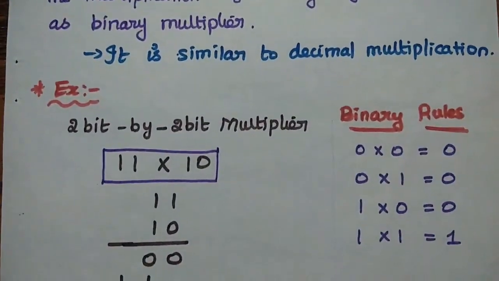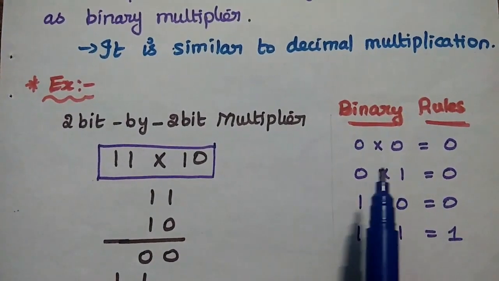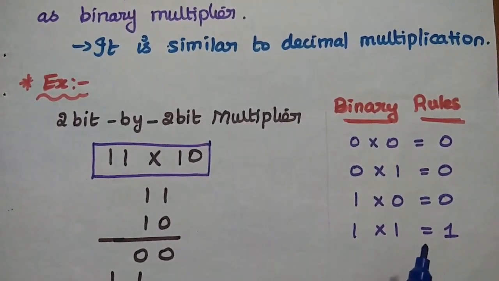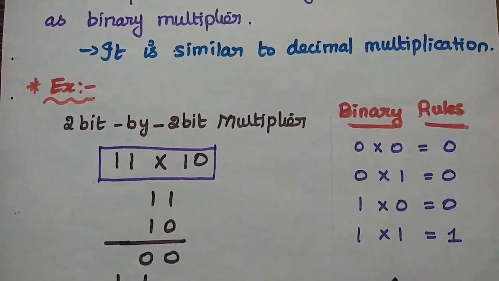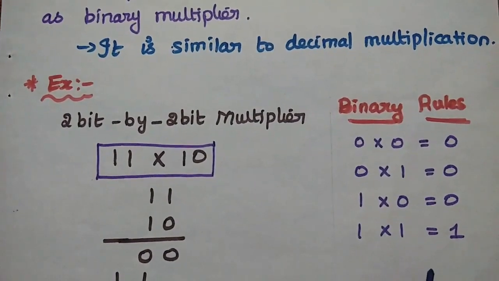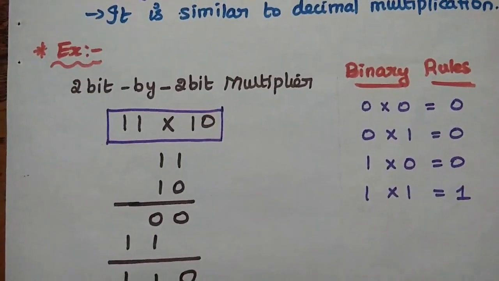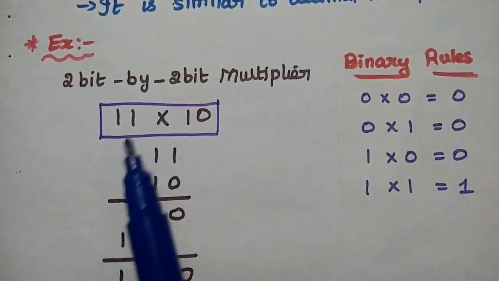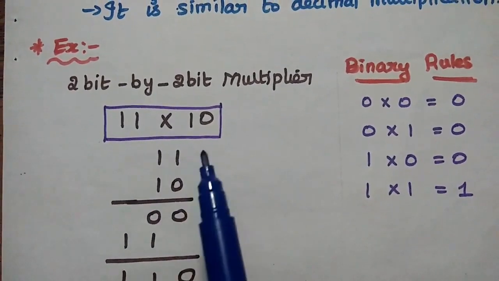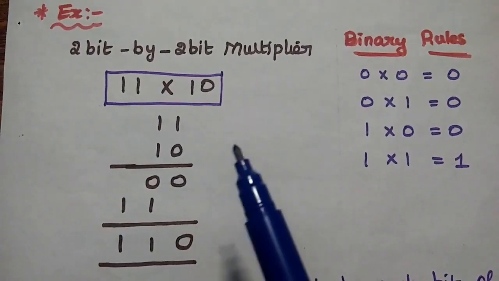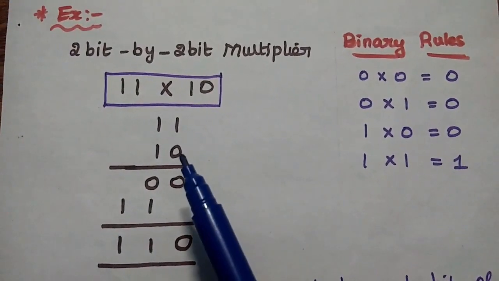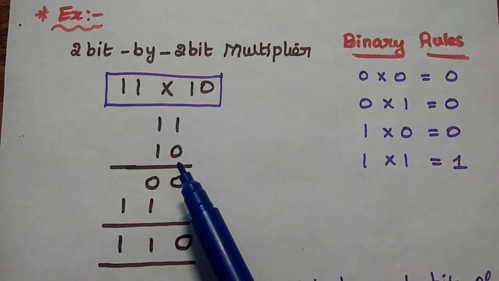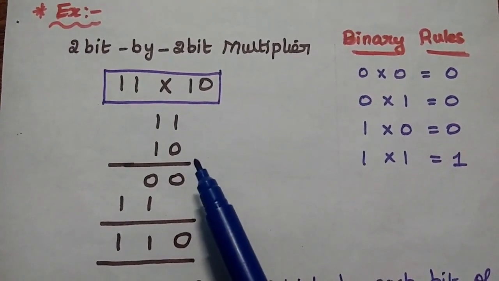The binary rules for multiplication are 0×0 is 0, 0×1 is 0, 1×0 is 0, 1×1 is 1. As we know, anything multiplied with 0 is always 0. Correct? So here we can consider the example of a 2-bit by 2-bit multiplier. Here the first one is the multiplicand, the second one is the multiplier. Similar to our decimal multiplication process, we are going to multiply the multiplicand by each of the bits of the multiplier, starting from the least significant bit.